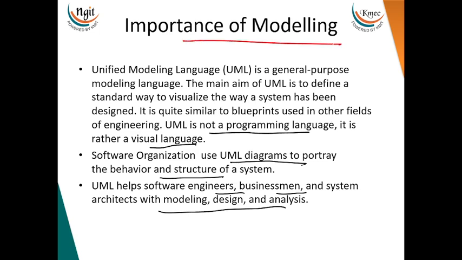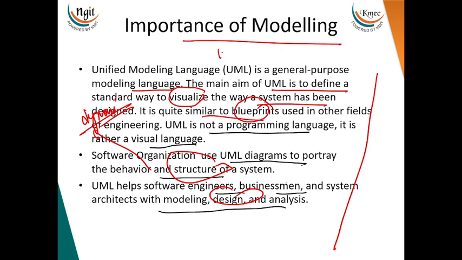Importance of UML. What is the importance of UML? Unified Modeling Language is a general purpose modeling language. The main aim of UML is to define a way of visualizing how the system behaves, how you visualize the system. It is quite similar to a blueprint. It is used for visualization of software organization; UML diagrams show the behavior and structure. Behavior means the dynamicity of the software. We will see this in a later part. UML helps software engineers, businessmen, and others to model systems and design processes. The major takeaway is visualization of the system.